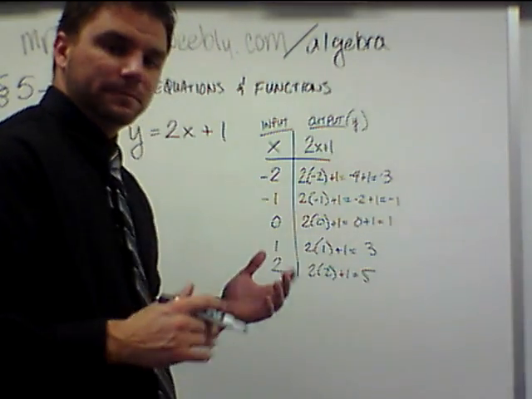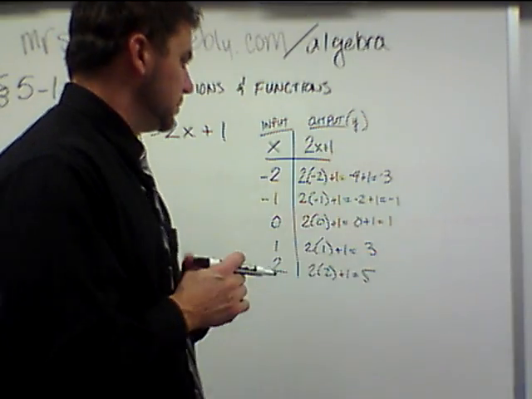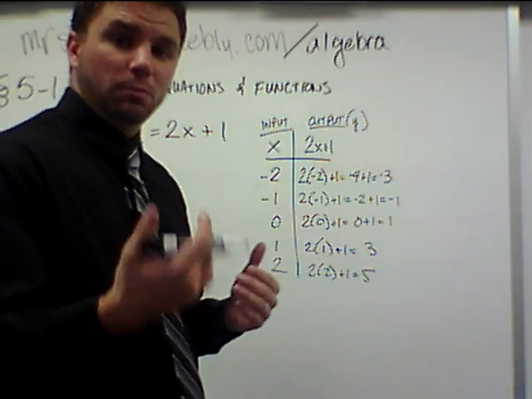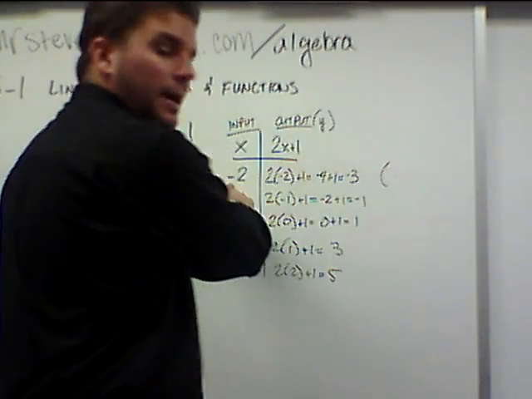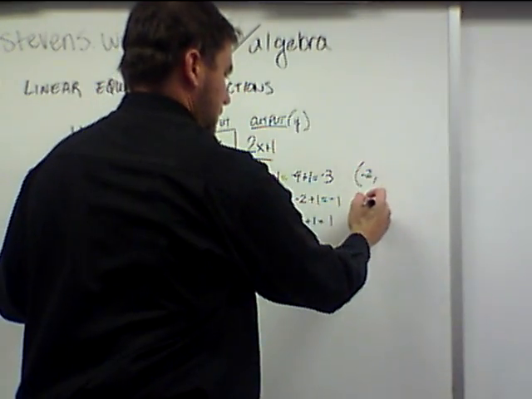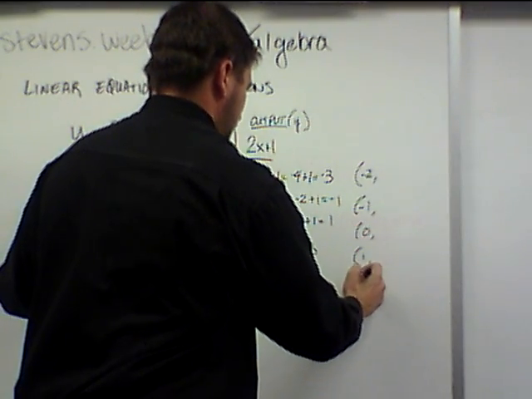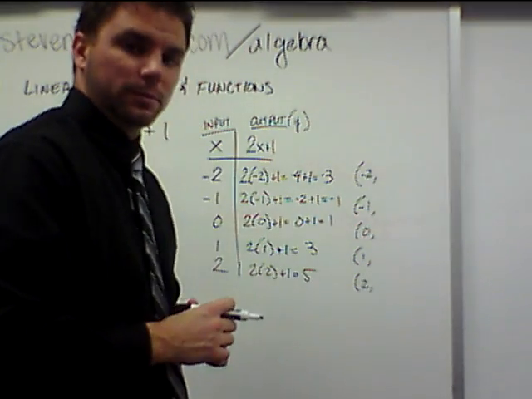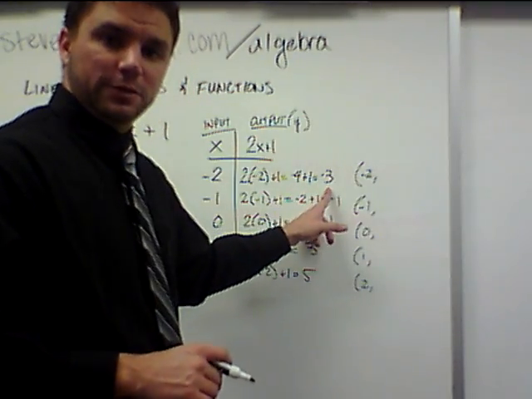So I have an input and an output table. What I need to be able to do with these is create some points that I can use on a graph. Well, these are my x values, for each one of those problems. My y values will be my answers.